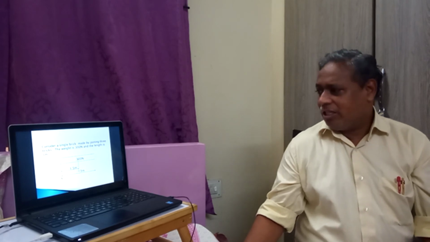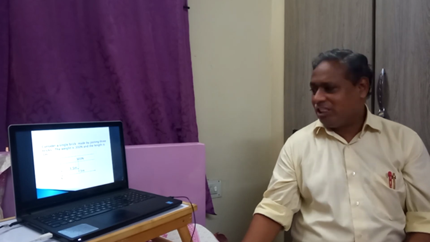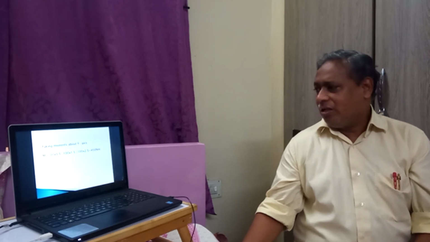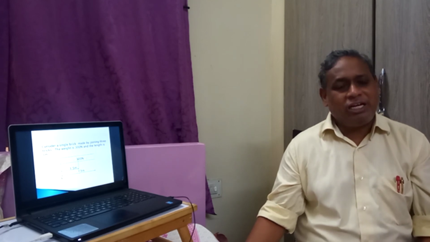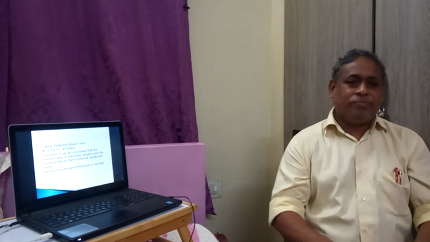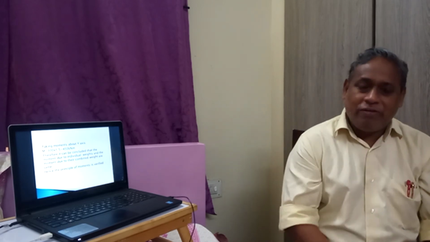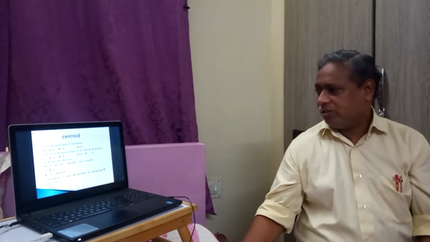Suppose it is unknown, then also automatically using that analogy, 300 into the unknown distance D is equal to this 450. Therefore D will be equal to 450 by 300, that will be equal to 1.5. This is how this logic, this principle, we use to find the centroids.